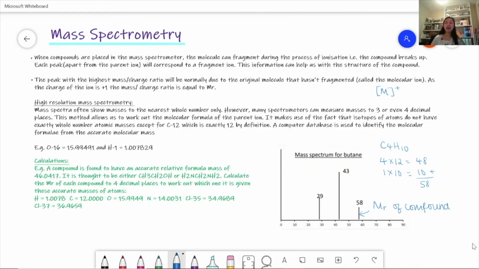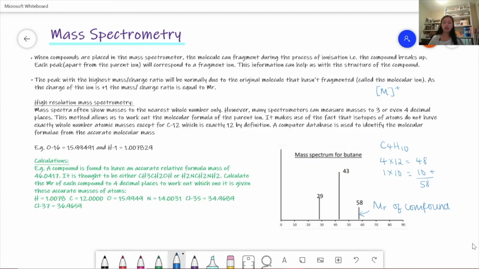Now we're going to look at a quick calculation, and this is one of the kind of exam questions that you would get. A compound is found to have an accurate relative formula mass of 46.0417. It is thought to be either CH3CH2OH or H2NCH2NH2. Calculate the MR of each compound to 4 decimal places to work out which one it is, given these accurate masses of atoms. We simply add everything up like we normally would.